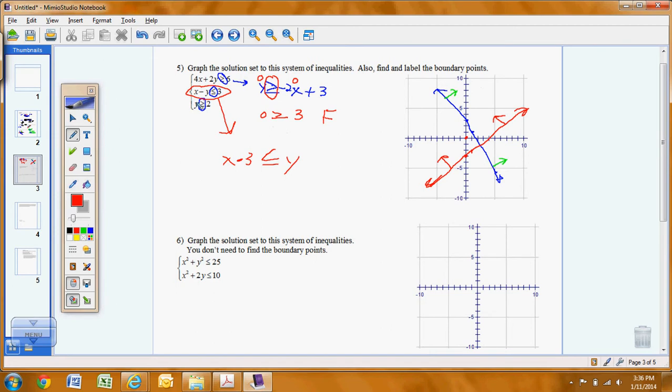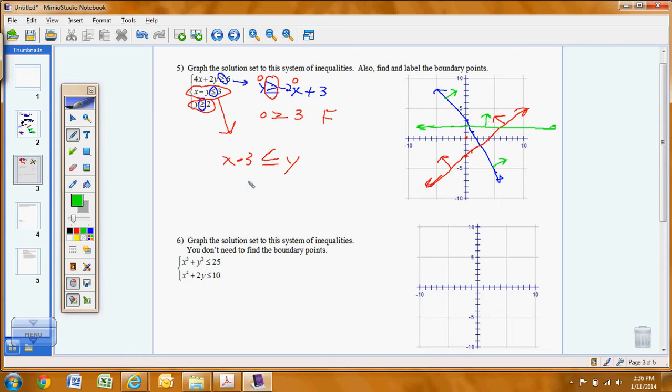But I still have one more to do. Y is greater than or equal to 2. Y equals 2, you should know, is a horizontal line. So if I graph a horizontal line at 2, I'll make this one green, I guess. Try to make this perfectly horizontal. All right. So there it is, y equals 2. And I want greater than. Greater than that would be above.